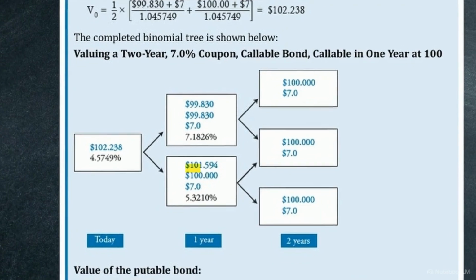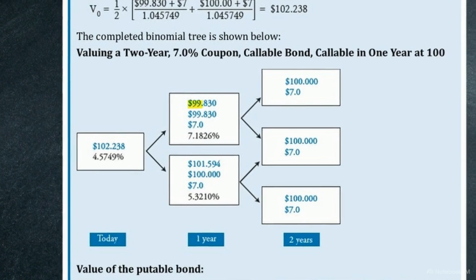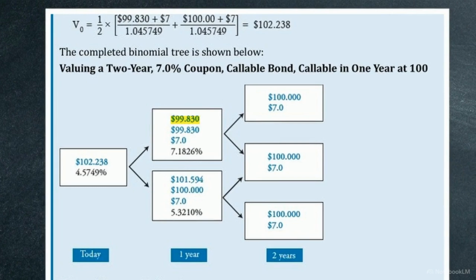At our year 1 lower node, our computed value was $101.594. Because of the call rule, that value is struck down and replaced with a strict $100 cap. Now it's your turn. Using the $99.830 upper node value, the new capped $100 lower node value, and the node 0 rate of 4.5749%, calculate the final value of the bond today. Pause the video and run the math.